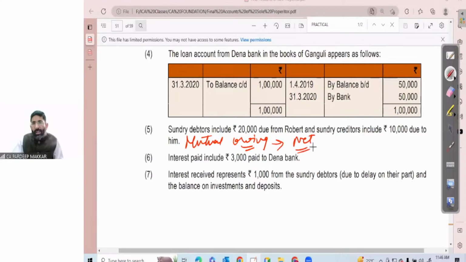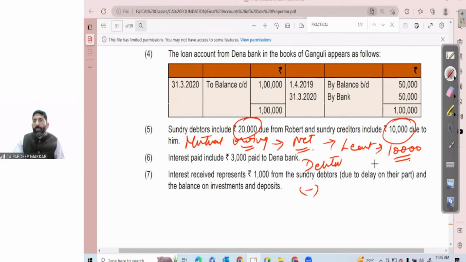How to make it net? We will deduct from the debtors and creditors both an amount which is the lower of these two. So 20,000 or 10,000, whichever is lower, the least amount is 10,000. So this 10,000 will be deducted from debtors as well as creditors in the balance sheet. In debtors, we will deduct it. In creditors, we will deduct it. So this is regarding mutual owings. I think this is clear to everyone.